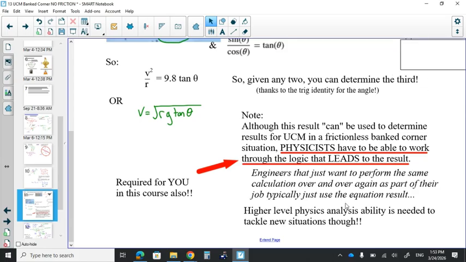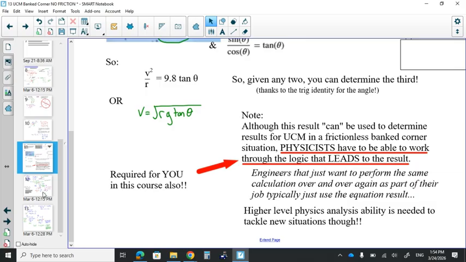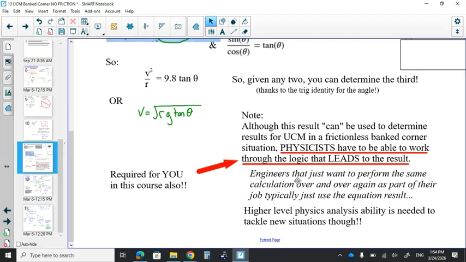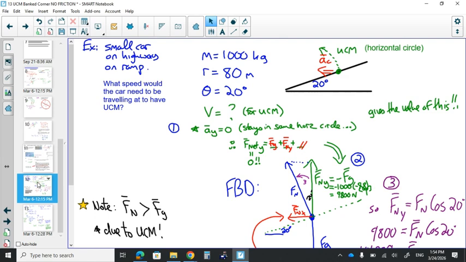So higher level physics analysis and ability is needed to tackle new situations, right? That's why this is required for you. You can't take question number 5, the first one in the homework, and just take this equation and calculate an answer. Obviously you can physically get an answer, but that doesn't count for a full set of knowledge and ability for the course, because this is a physics course. You need to be able to figure stuff out, not just use a result that someone else figured out, right? That's what engineers do. Engineers just use results that someone else figured out. Sorry, engineers, but that's kind of how it is.